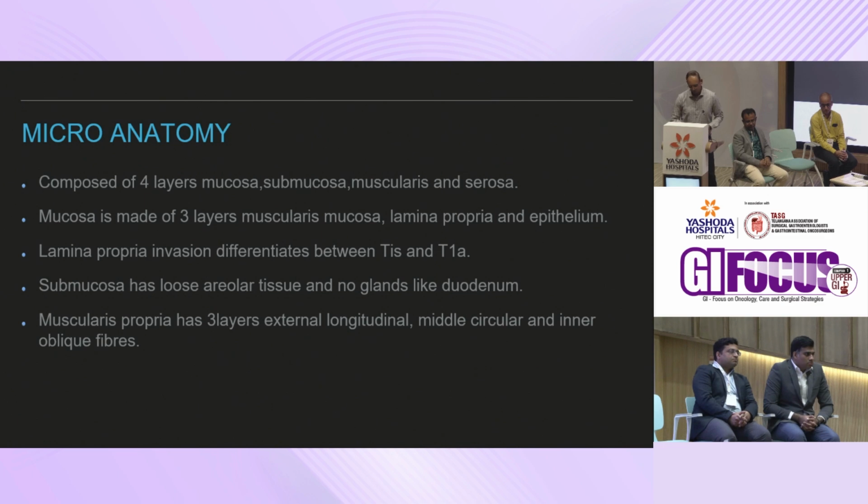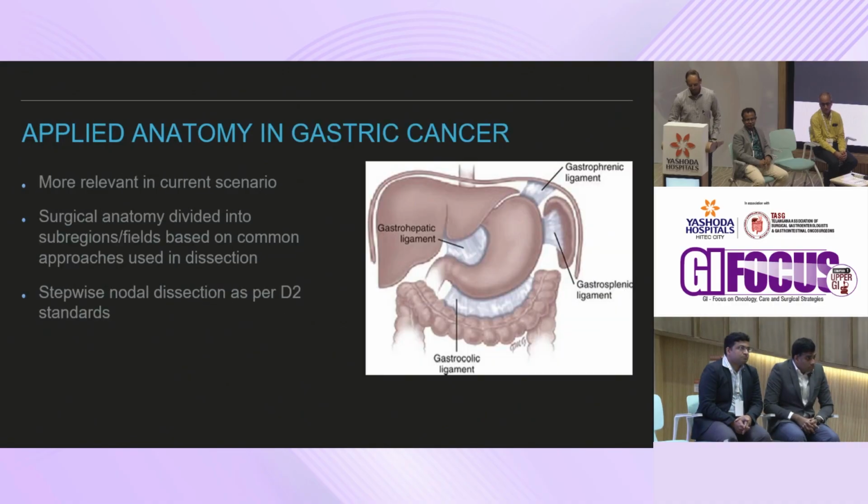The submucosa is the loose areolar tissue and has no glands, unlike the duodenum, which has the Brunner's glands. And in the muscularis propria, the stomach has 3 layers instead of 2. The external longitudinal, middle circular, and the innermost are the oblique fibers, which are arranged in an inverted U-shaped manner.